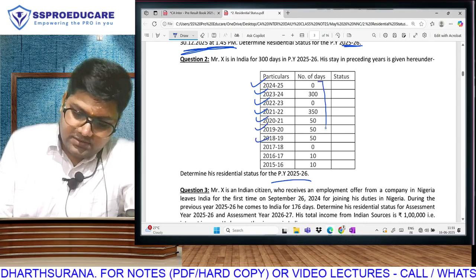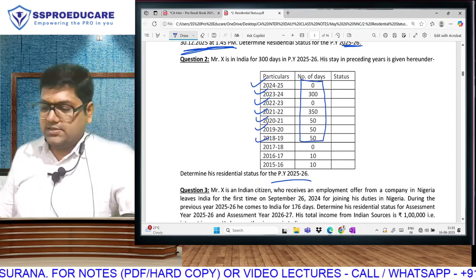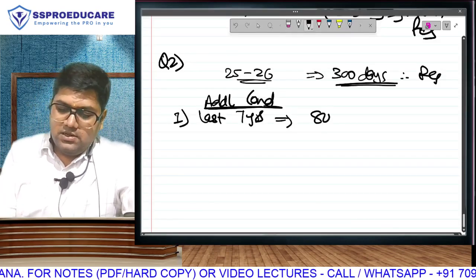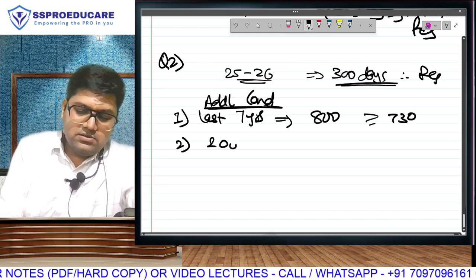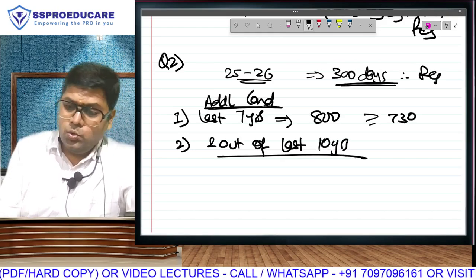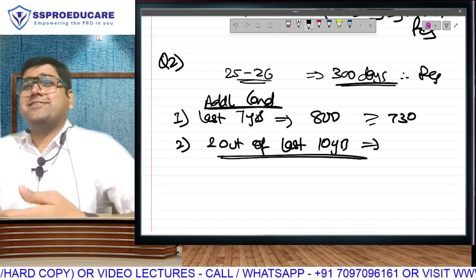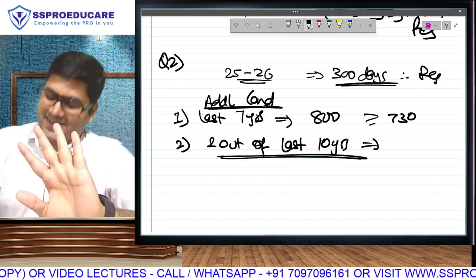Total till year. How many days? 800, which is greater than or equal to. And what is the second condition? 2 out of last 10 years. True. Satisfied.